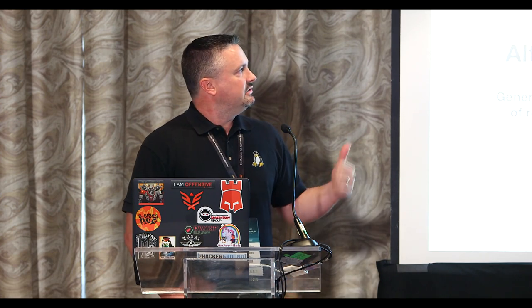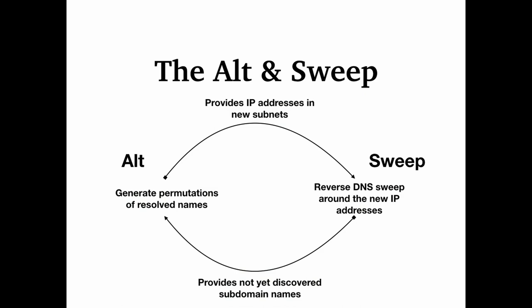So this right here is I call it the alt and sweep. It's an example, I would say, of what happens when you're bringing all these techniques into one place. It's an opportunity, really, for this cyclic relationship to show up between these techniques. So in this case, alt is the alteration of resolved names. A lot of times that's just like number flipping, really pretty simple methods. But it works really well. It's amazing how many names show up when all you do is say, well, we found this one, let's just throw a one in front of it, or we found one with a number in it, let's take the number out and see if that one resolves.